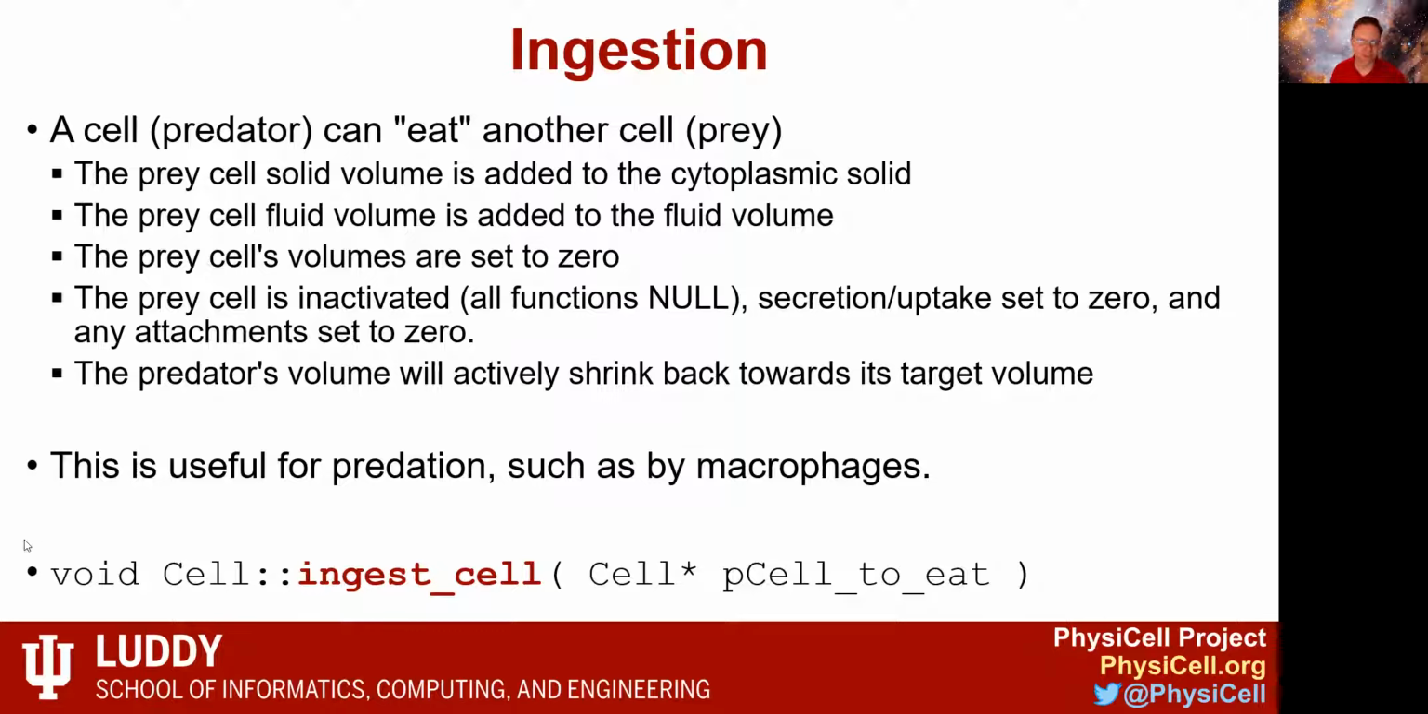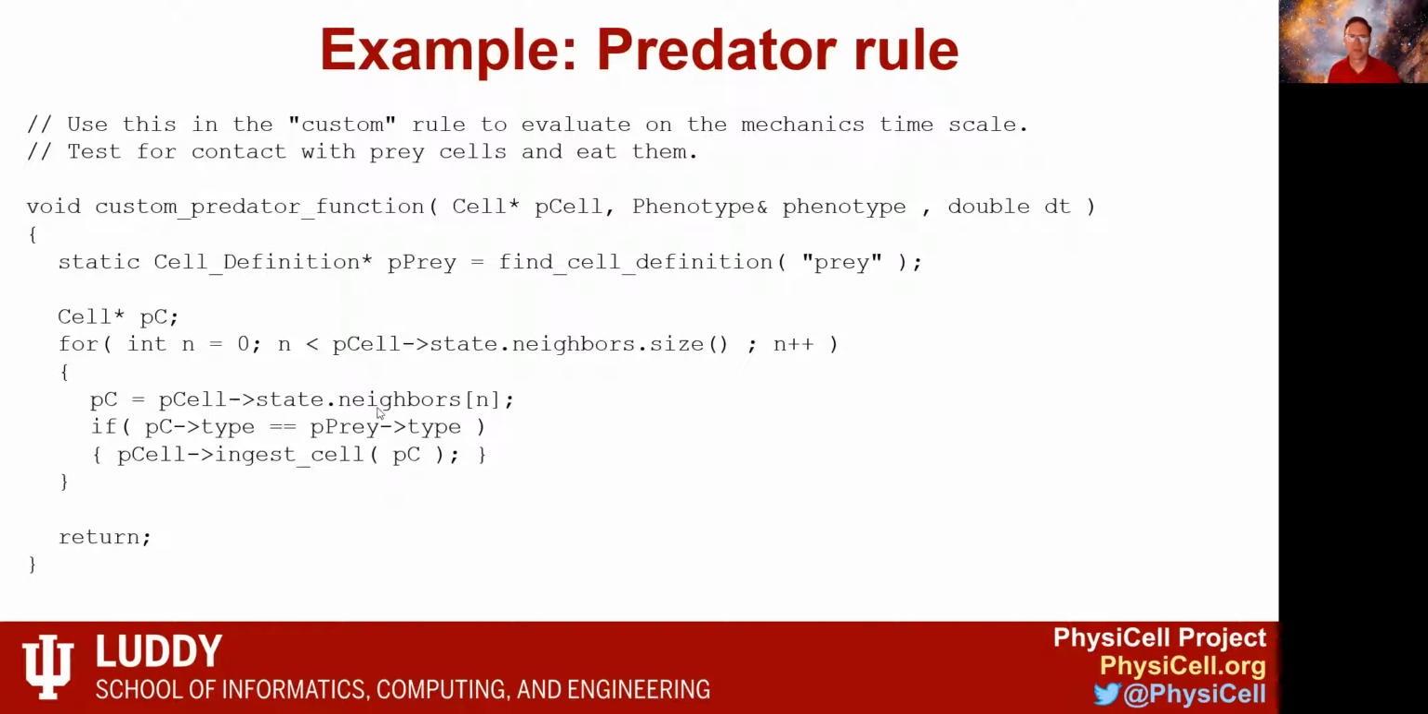And the syntax of the function is my cell will say ingest cell and then pass your target cell's memory address into it. So let me show you an example of a very simple custom cell rule that you might want to put in the mechanics time step. It's called custom predator function, same classic form: cell pointer, phenotype by reference, and dt. And we're going to do our now standard trick of looking for the cell definition of not my type this time, but for prey. So somewhere in the simulation, there's something called prey cells. I want to go search for them.